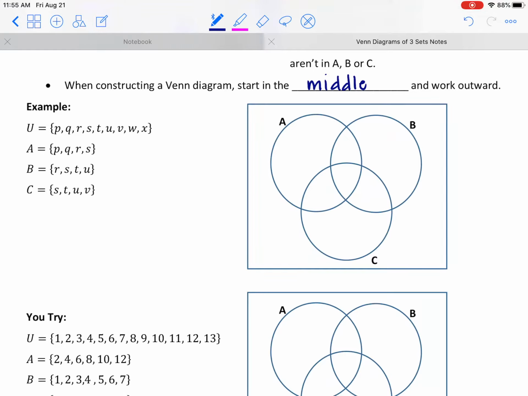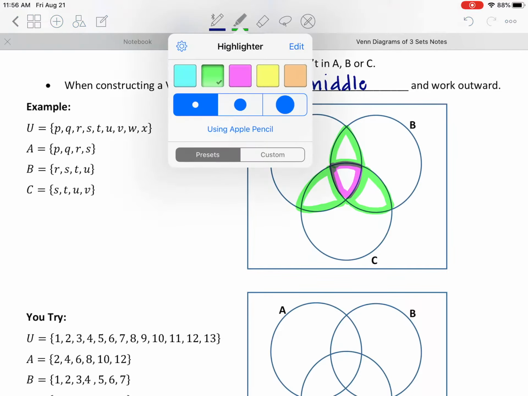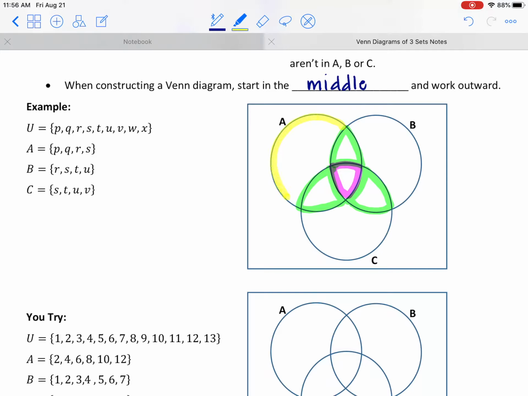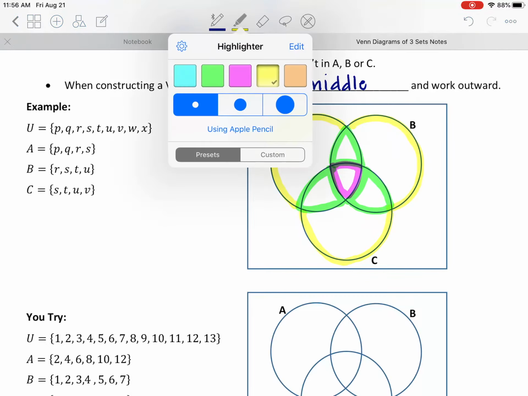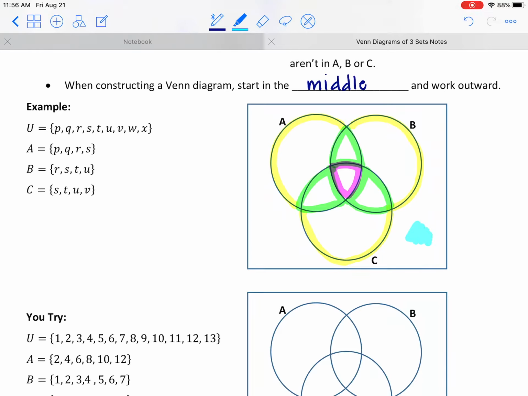So we start in the innermost overlap, which means we would start in this middle space here, and then we're going to work outward. So then we would look for the next pieces of overlap, right? These sections here, and then we would work out toward what would be in A only, what would be in B only, what would be in C only, and then whatever's left over is going to go outside of our three sets. Okay, so we're going to start in the middle, go to that next section of overlap, go into A, B, C only, and then outside of our circles.